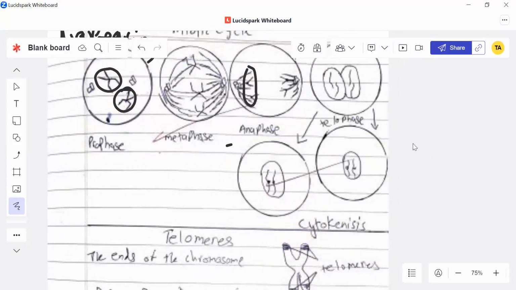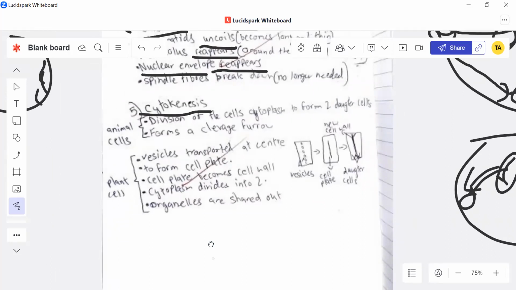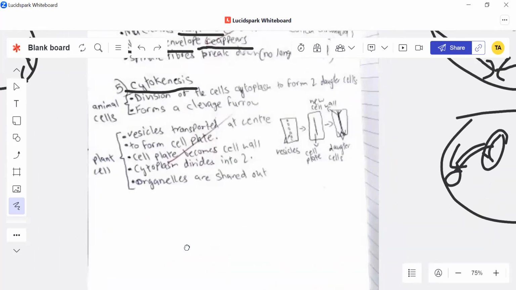Now, cytokinesis is when the cell completely divides into two new cells. So I had one cell which was undergoing all of these stages: prophase, metaphase, anaphase was happening in one cell. But cytokinesis is when this one cell will become two. So the cell divides into two. So cytokinesis, right, is when the animal cell undergoes division and the cytoplasm divides into two daughter cells.